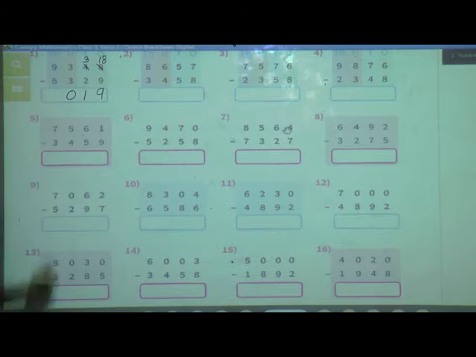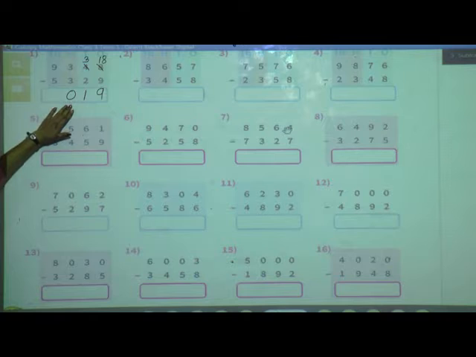Why? Because we have just now seen the first property. What was the property? If we subtract a number from that number itself, we will get the difference 0. According to that property, 3 minus 3 is equal to 0.